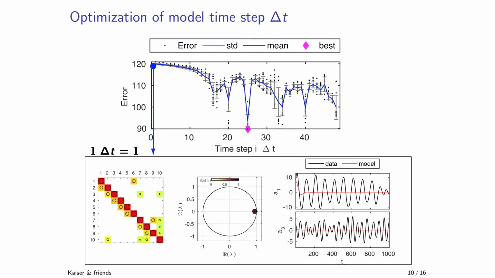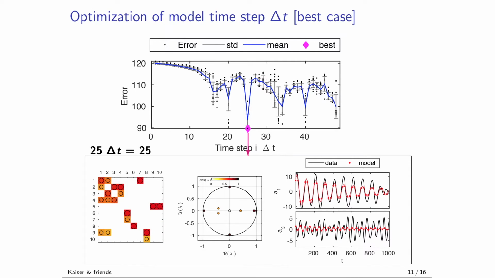Here the error is shown as a function of the time step. In the bottom you can see the resulting transition matrix, the eigenvalues of the model, and the evolution of two observables, the first and third POD coefficient. The red curve shows the evolution as predicted by the model, which quickly converges to 0. This means that the model in fact performs poorly.